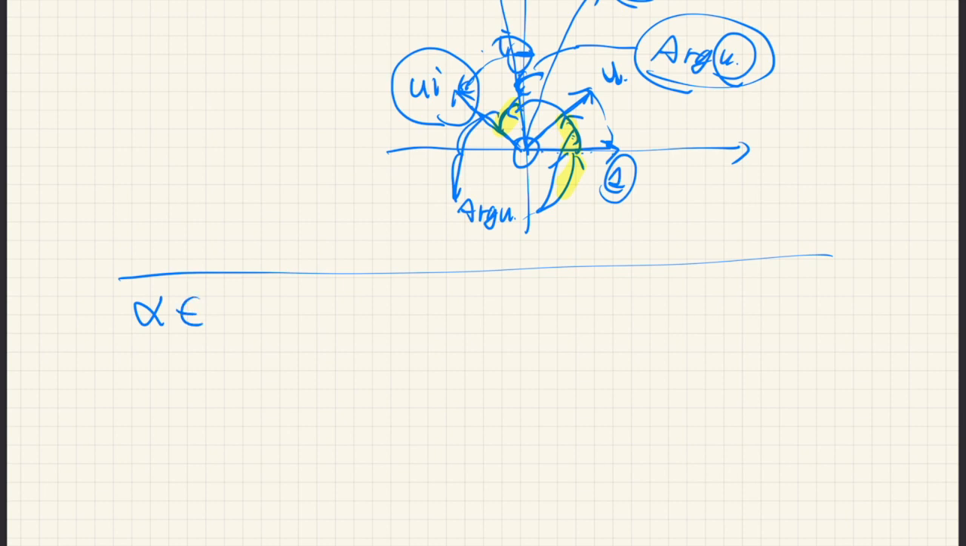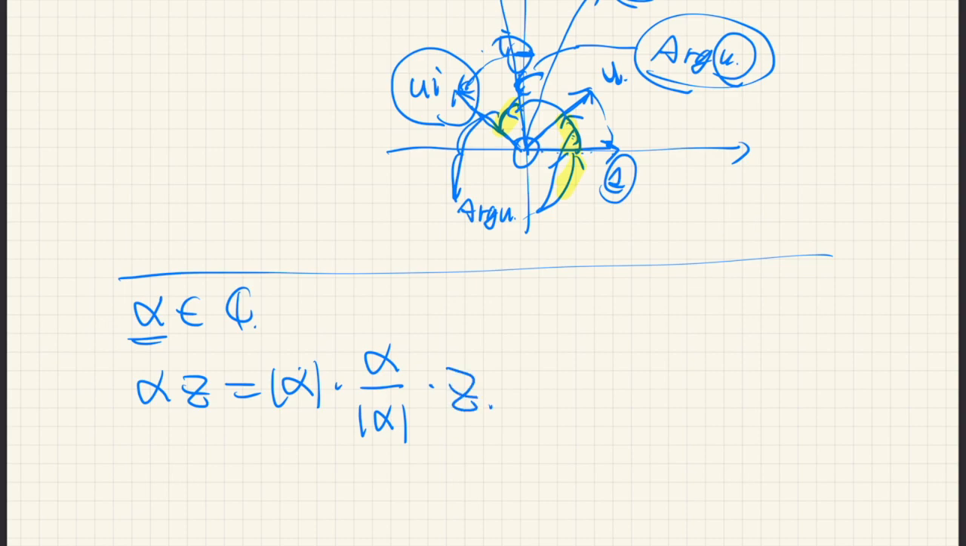Let's say alpha is a complex number. So alpha times z can be written as this: the absolute value of alpha, and I'm assuming this is non-zero. Of course, if alpha is 0, then the result is 0. It shrinks to the origin. And we have this times z, right? And the absolute value of this one is 1.